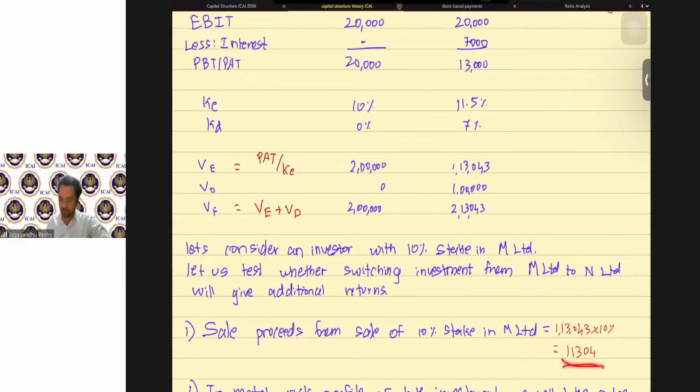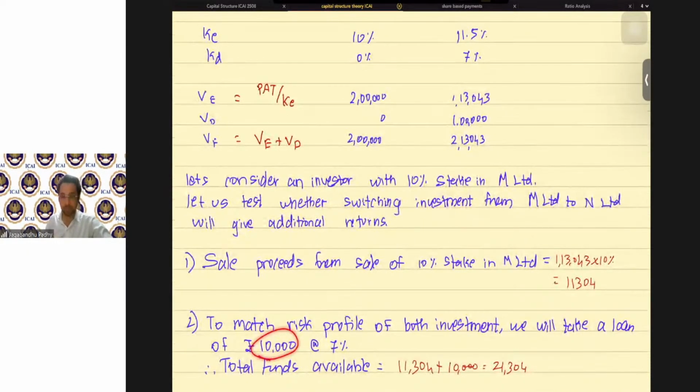And on this, of course, there was an indirect loan on the company, which I take in my personal name, which is 10,000 at the rate of 7%. The total funds that we have is 11,304 plus 10,000, which is 21,304.